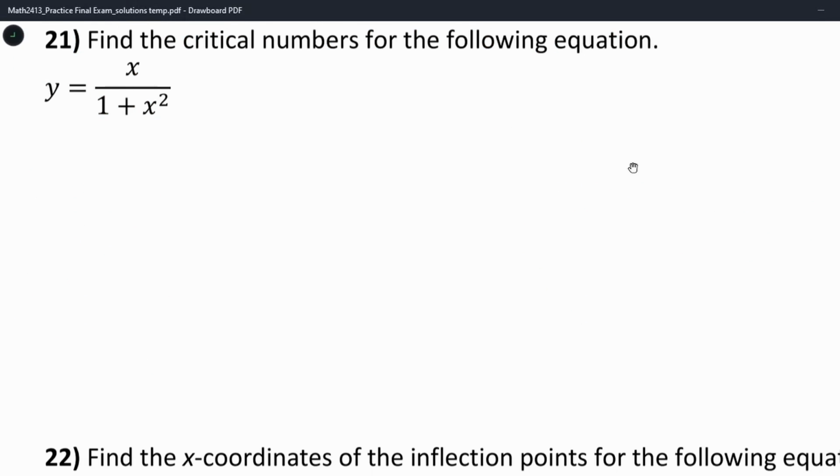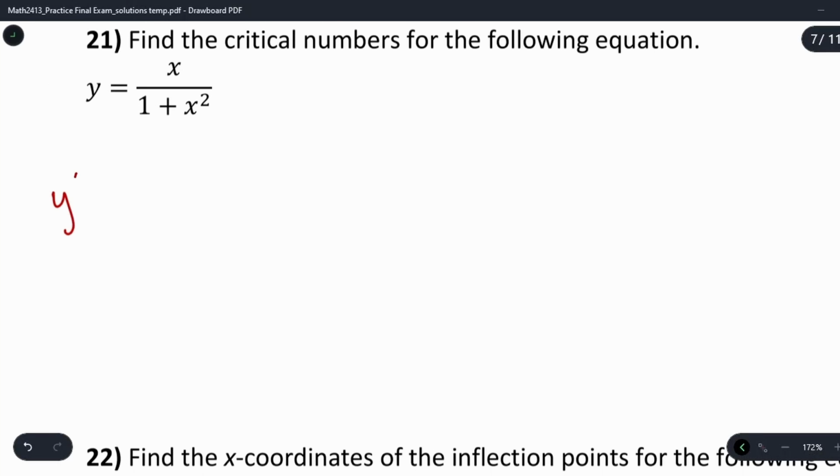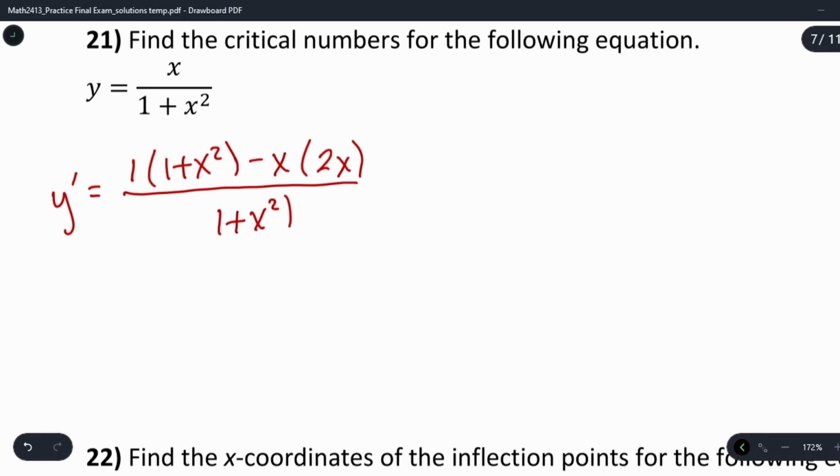Next, number 21. Find the critical numbers for the following equation. In order to find the critical numbers, we need to take the derivative and set it equal to 0 and solve for x. So to find y prime, given a rational function, we're going to need to use the quotient rule. We've got the derivative of the top times the bottom minus the top times the derivative of the bottom, all divided by the bottom squared. And then we need to set that equal to 0 and solve for x. So replacing y prime with 0.